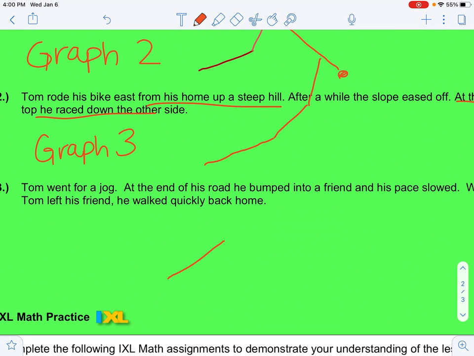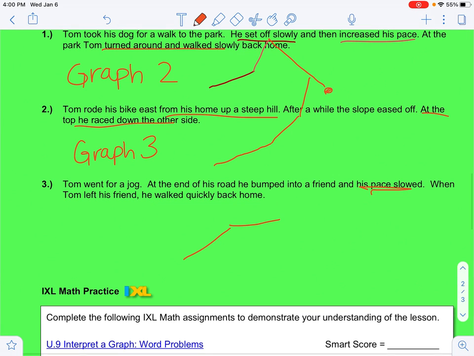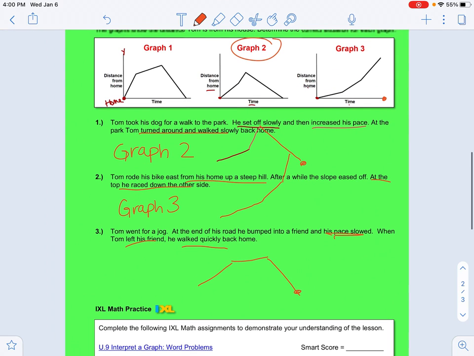At the end of his road, he bumped into a friend, so he probably slowed down a lot and talked to his friend. So our line isn't going to be quite as steep, so let's not make it flat, let's just make it a little slower slant. And then lastly, after Tom left his friend, he quickly walked back home. So he's coming back down here at the bottom, he's coming back home, and he's walking pretty quickly.